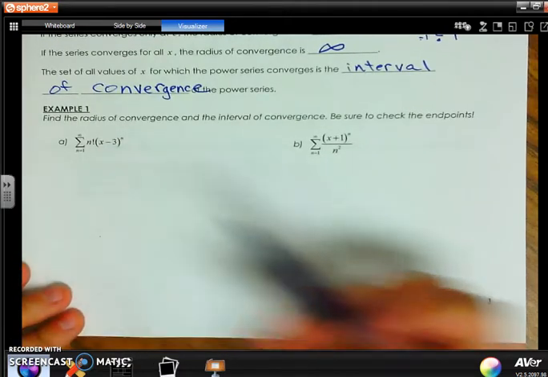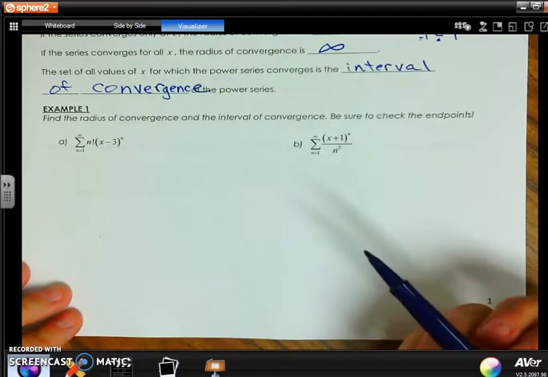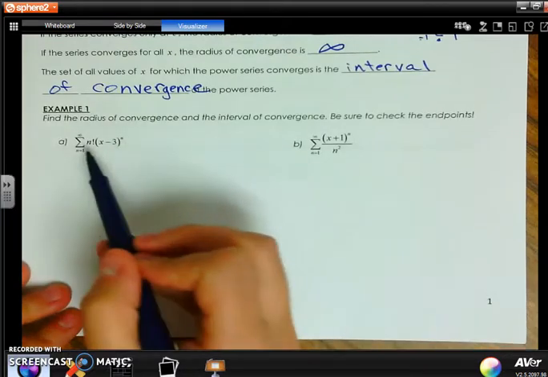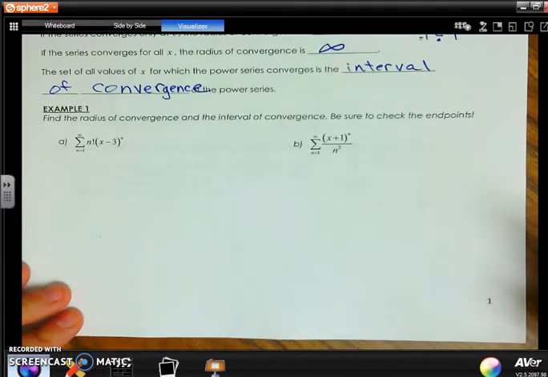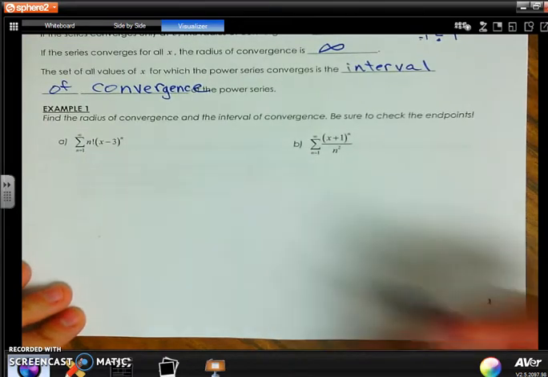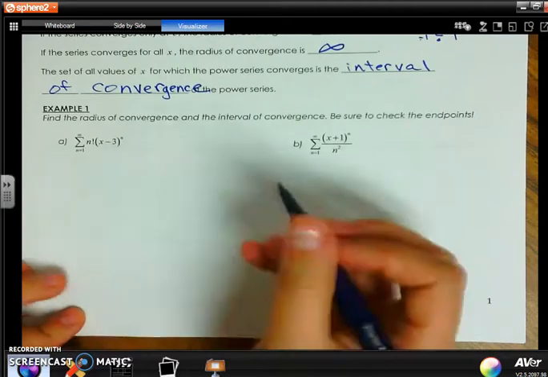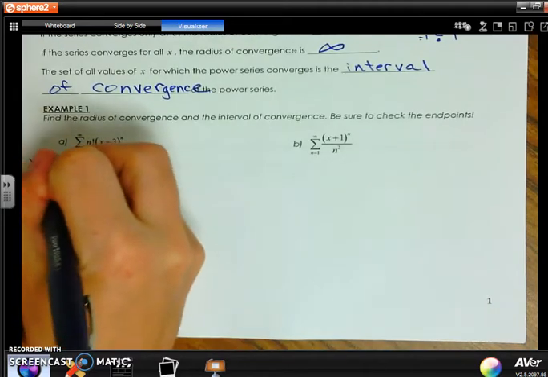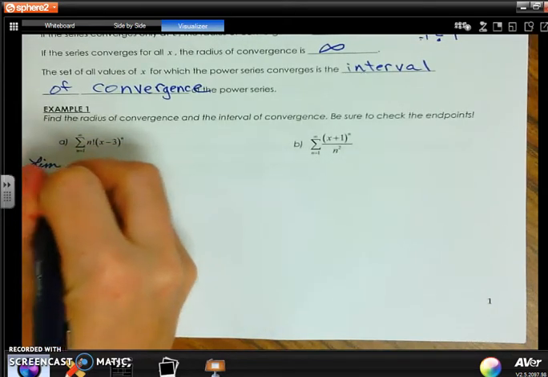By the way, what's one big clue that the ratio test is a good candidate to use? Remember when we talked about factorials, we said if you see factorials, that's a big clue that your ratio test is a good choice. All right, so the ratio test says I have to take the limit as n approaches infinity.